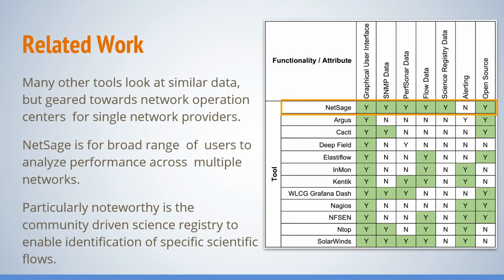There are a number of other network monitoring efforts, but the majority were developed primarily for use by a network operations center to provide a view for a single network provider to understand and address network outages. NetSage, on the other hand, was developed for a broader set of users and to be able to analyze network performance related to data integrated from multiple networks and resources, primarily to understand performance issues and performance degradation, not outages. Particularly noteworthy is the community-driven science registry, which enables the identification of specific scientific flows.